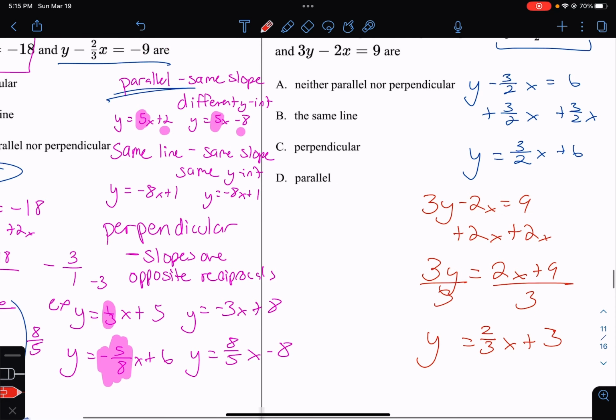All right, so now we have to compare this line to this line here, okay? Now this one's kind of tricky. Looking at these two lines, the slopes almost look like opposite reciprocals of each other. They actually are just straight up reciprocals of each other, but in order to be perpendicular, they need to be opposite. So one needs to be positive and one needs to be negative. So because of that, these actually are neither parallel nor perpendicular.